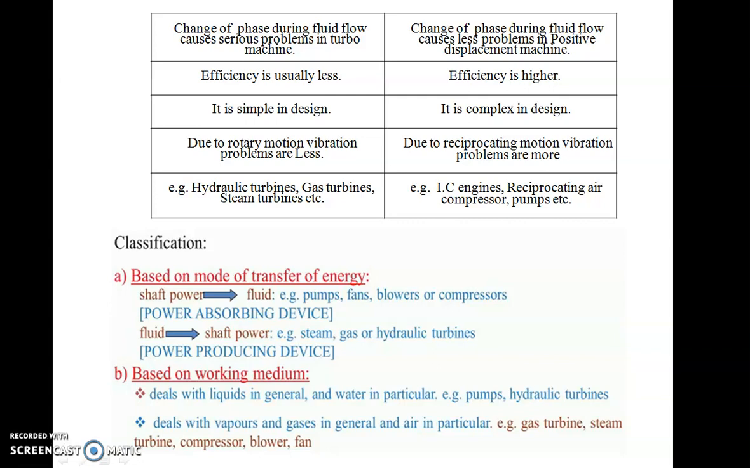Now, turbo machines generally have less efficiency compared to positive displacement machines. Now you will say that if the efficiency of the positive displacement machine is higher than the turbo machine, then why are we preferring turbo machines? Why are we not going for positive displacement machines everywhere? Friends, it is not always the efficiency that we have to take into account.